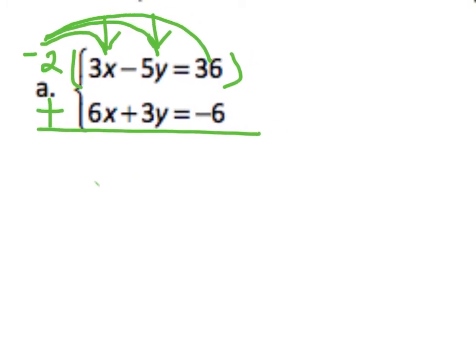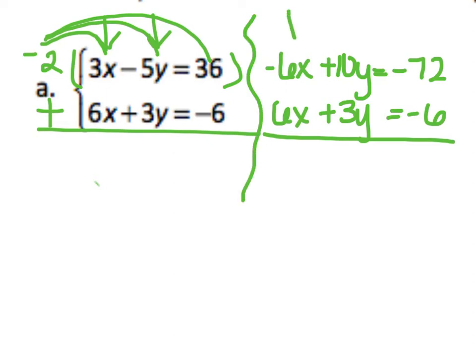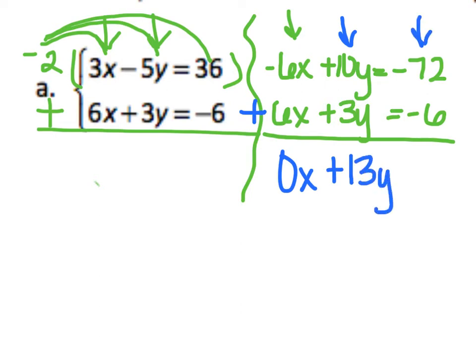So if I multiply by the negative 2, I'm going to get negative 6x plus 10y equals negative 72. And then I'm just going to rewrite the second equation because that didn't change. I have 6x plus 3y equals negative 6. So if you see, now if I add these together, negative 6x plus 6x is 0. 10y plus 3y is 13y. And negative 72 plus negative 6 is negative 78.